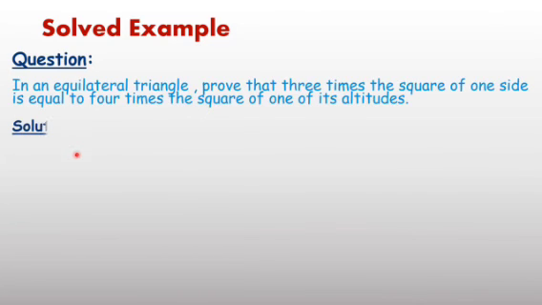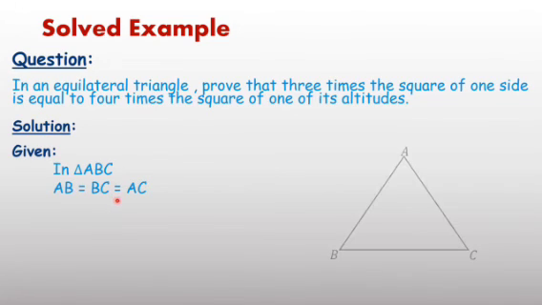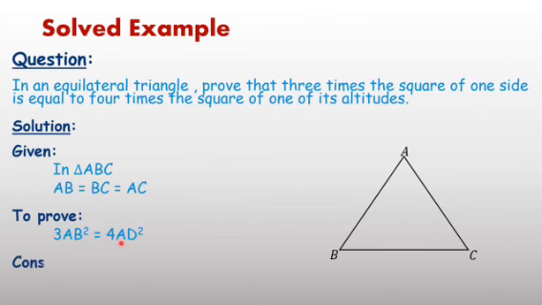In question number 2, in an equilateral triangle, you have to prove that 3 times the square of one side is equal to 4 times the square of one of its altitudes. Altitude means if you draw a perpendicular from a vertex to the opposite side, it is known as an altitude. The triangle is given as equilateral, which means all three sides are equal: AB equals BC equals AC. We have to prove 3AB square equals 4AD square.